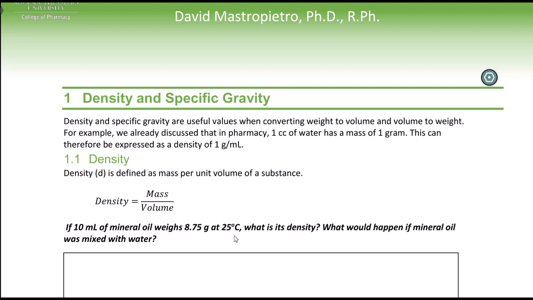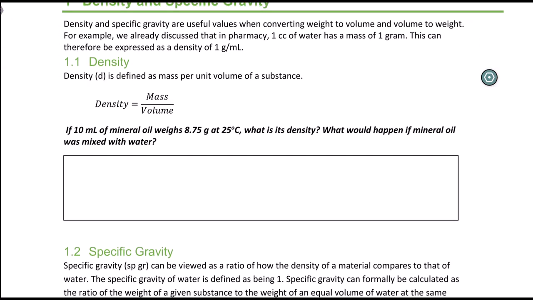So if you have a question that if 10 mLs of mineral oil weighs 8.7 grams at 27 degrees Celsius, what is its density? So even though sometimes it's not explicitly stated, volume can change with temperature. So that's usually why something is measured at around 20 to 25 degrees Celsius or room temperature ranges. So anything that is given, in a sense, should be given with a temperature, but that's not always the case. So in our case, we have 10 mLs of mineral oil. It weighs 8.75 grams. What is its density?